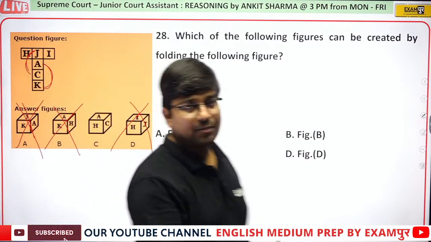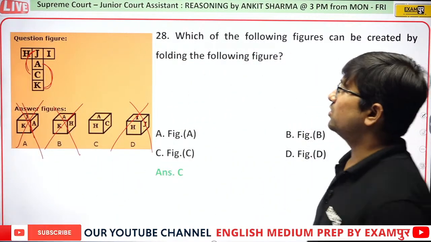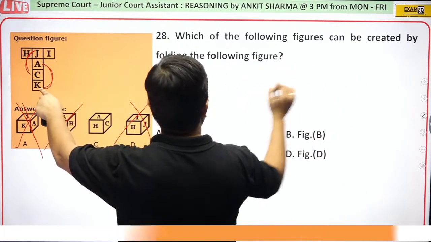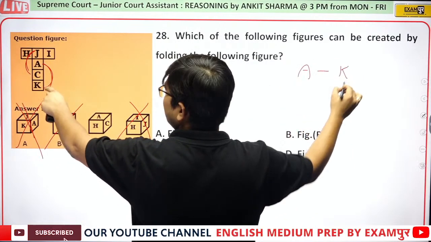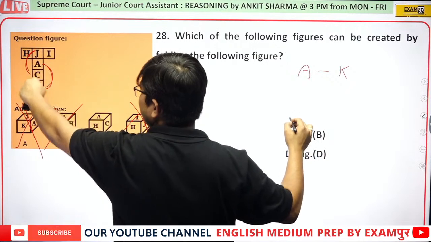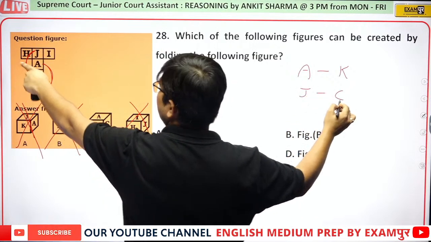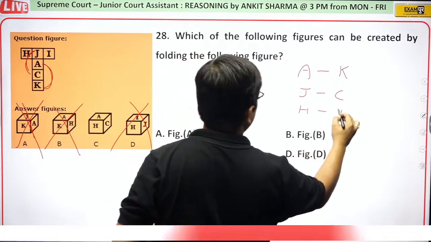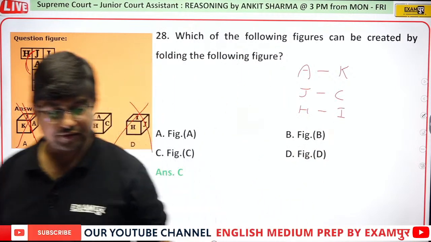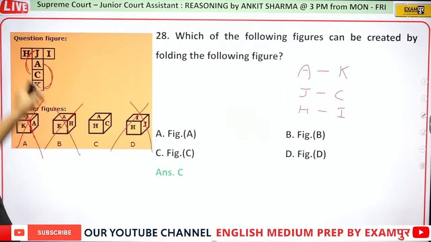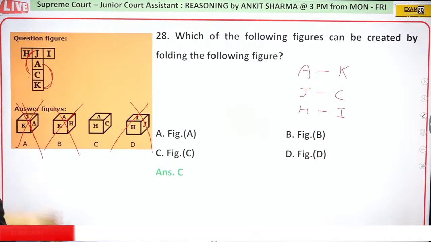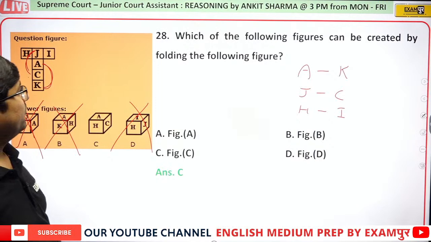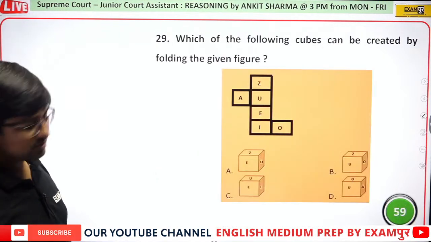The faces at a gap of 1 are opposite, na? So A's gap of 1 is K, so A's opposite is K. Then J's gap of 1 is C, so C, and H's gap of 1 is I. Alright everybody, yes or no? So J's opposite is C, A's opposite is K, H's opposite is I, and so on. Now the next thing, solve this one.